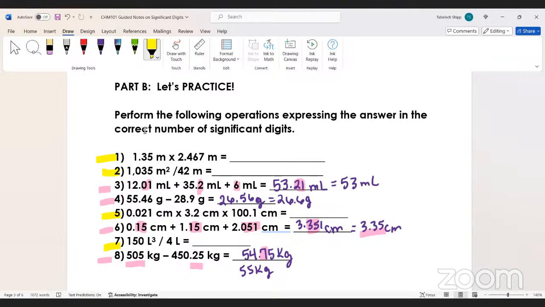So if we take a look at the first one, we've got 1.35. Okay.